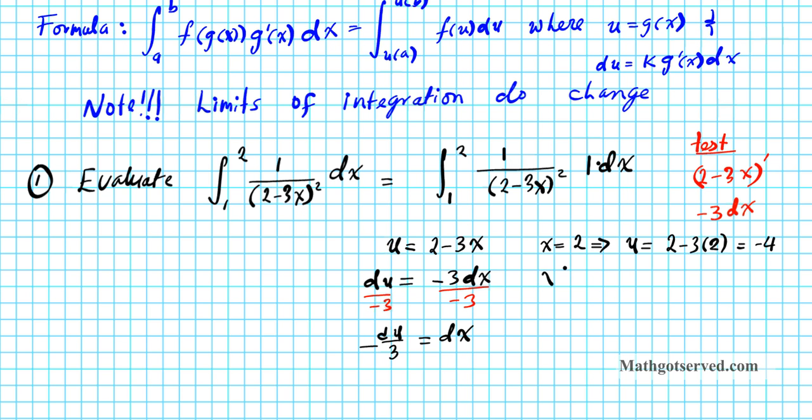And then at the lower limit, when x is equal to 1, what happens? Well, we'll just simply plug in 1 into this u substitution equation here. So u is going to be equal to 2 minus 3 times 1, which gives us -1. Okay? All right, so we're going to make use of this u right here, and these limits in my new definite integral.